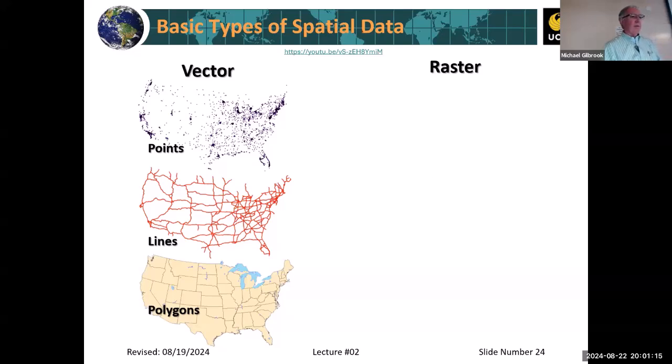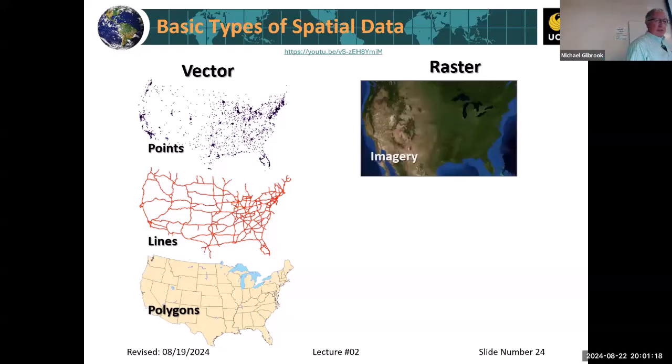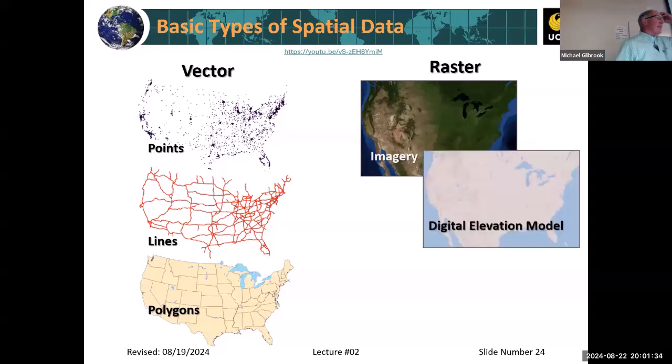Raster data, what's that all about? Raster data is basically imagery. So when you take a picture with your cell phone, that image is a raster. We'll talk more about the definition of raster in a moment. So anything that involves imagery, satellite imagery, drone imagery, aerial photography. But we also have things like a digital elevation model, where it's not a picture, but every little square in the data set has an elevation assigned to it, so it represents the elevation across the whole continent. That's a raster.